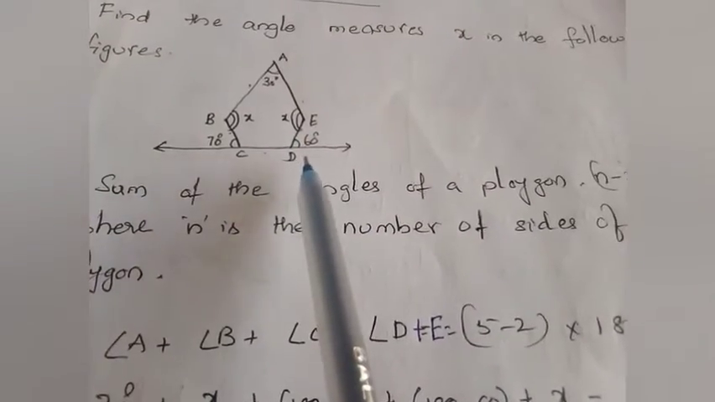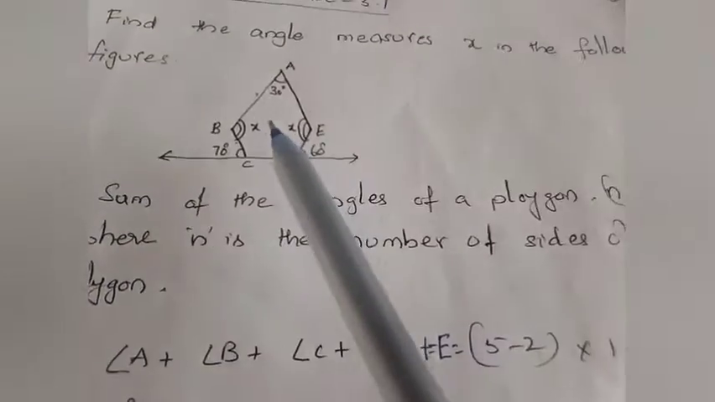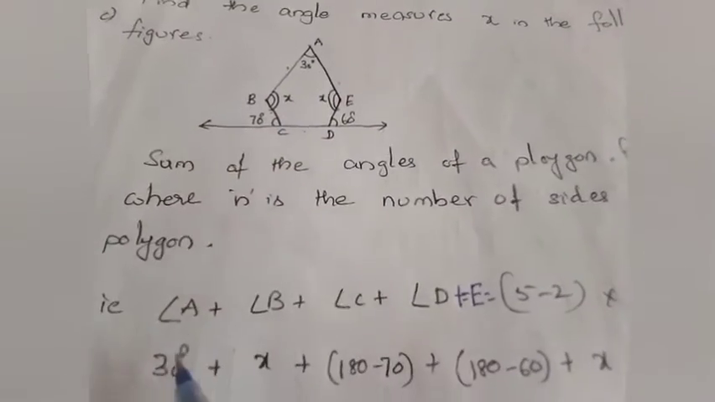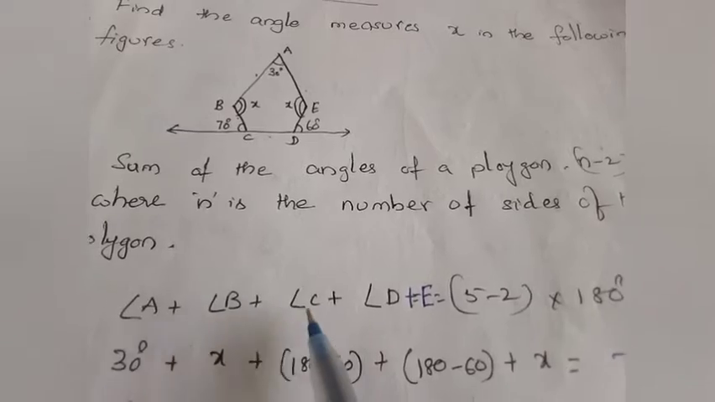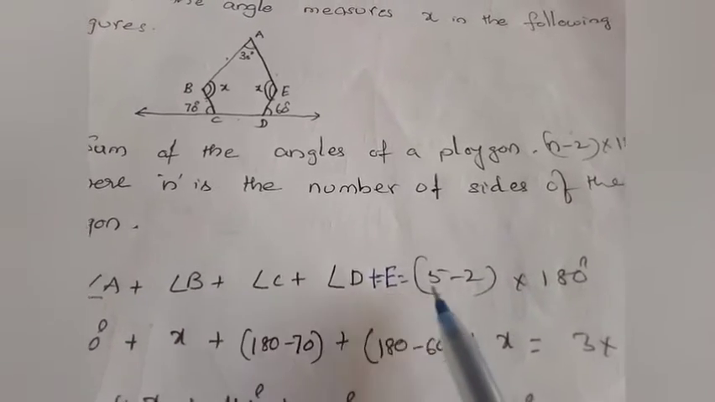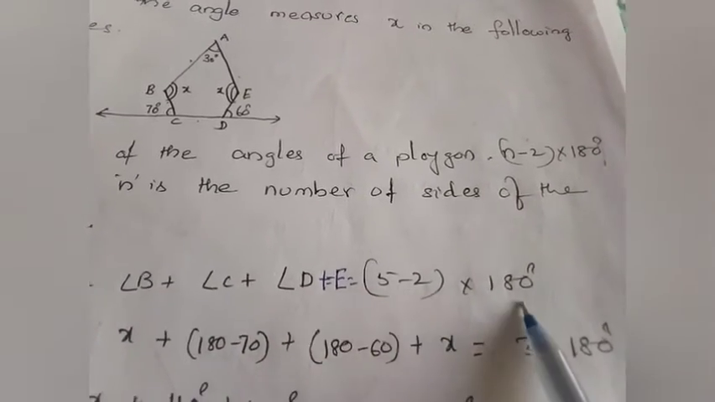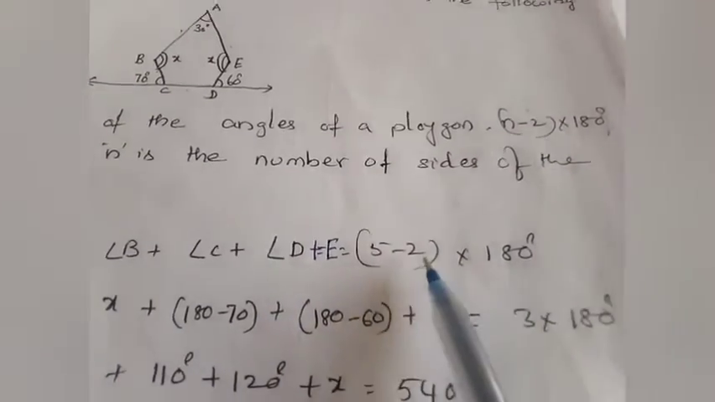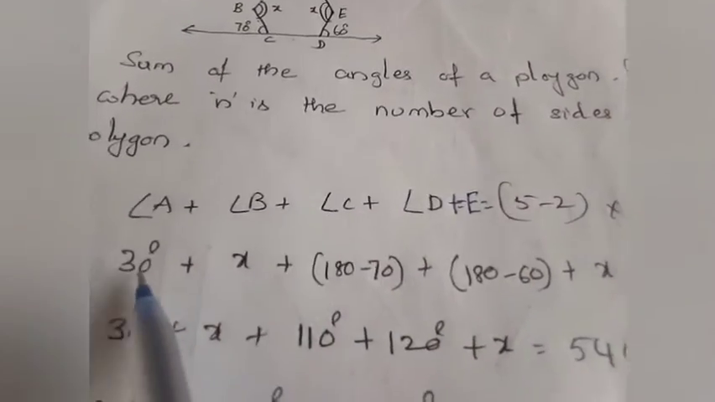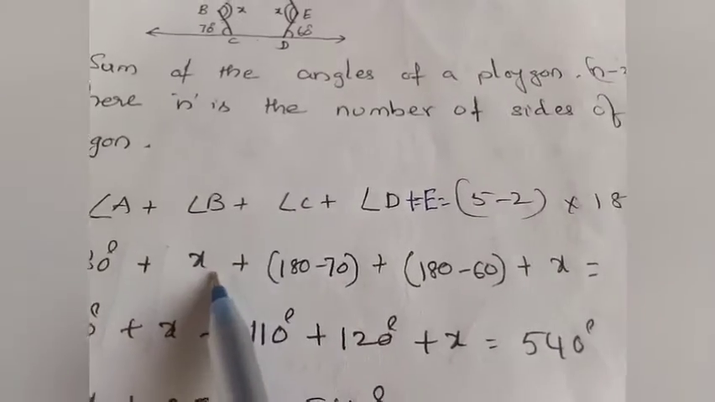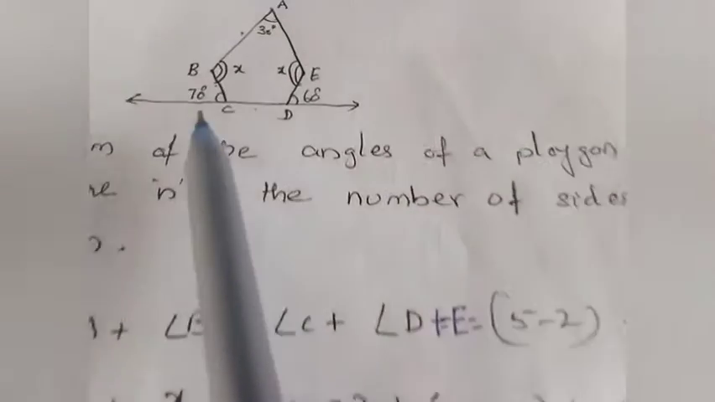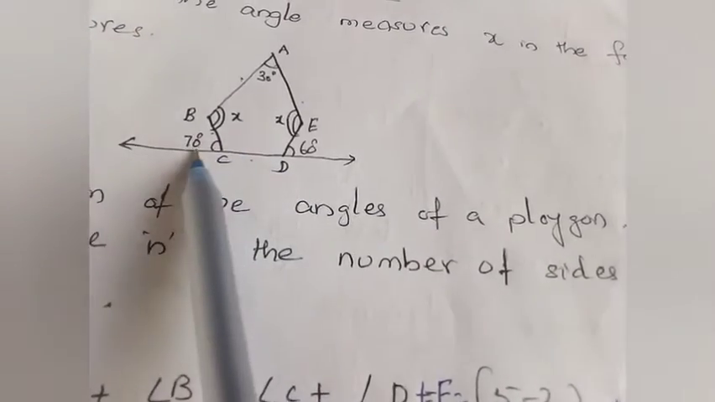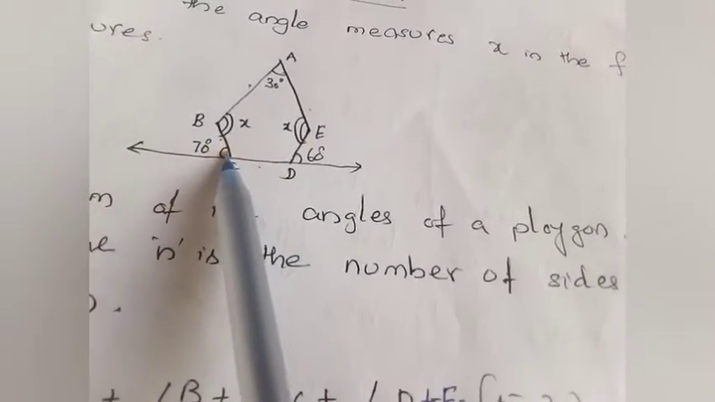This is a polygon. How many sides does it have? 1, 2, 3, 4, 5. So, angle A plus angle B plus angle C plus angle D plus angle E is equal to (5 minus 2) into 180, because n minus 2, we are substituting the value of n here. Angle A is 30 degrees plus B is x. C is not given here, but the angle on a straight line is 180. So this part is 70.